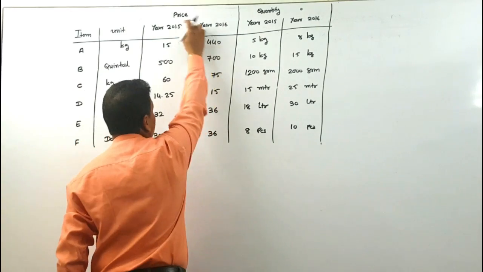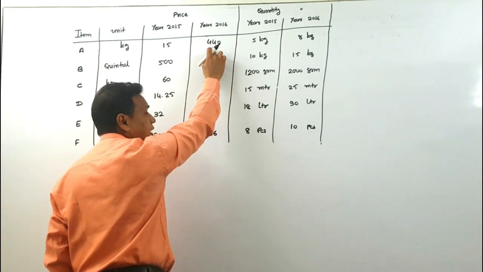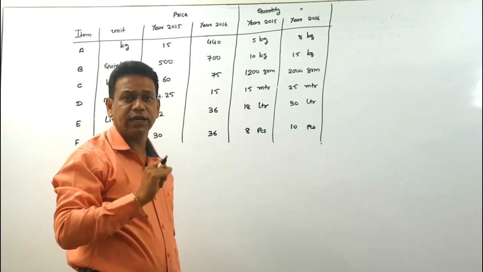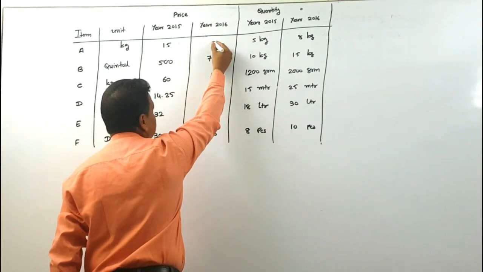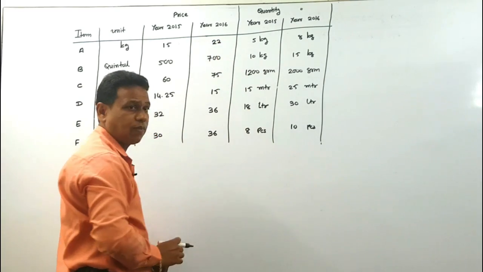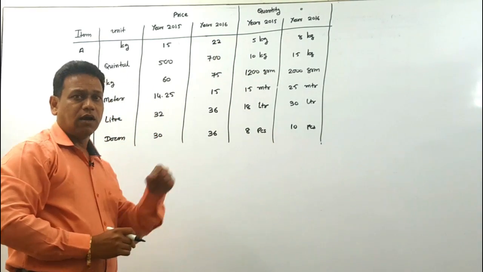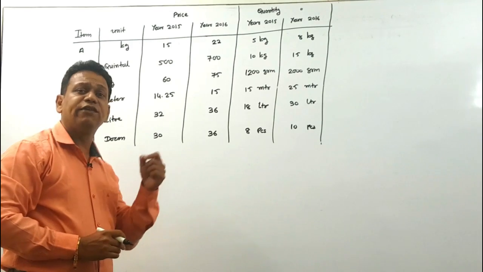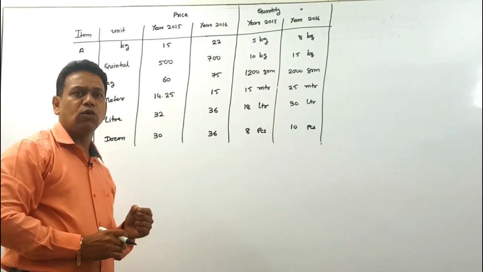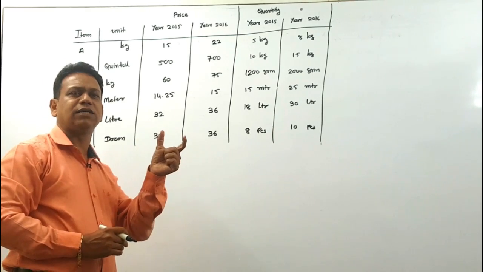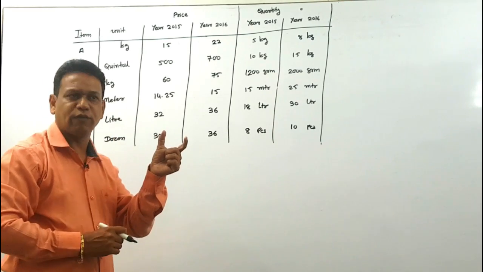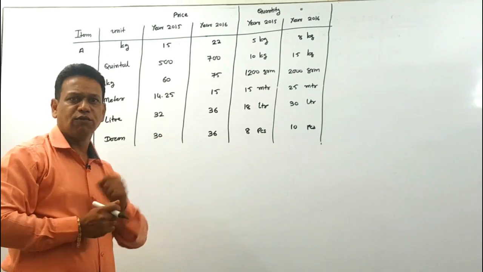Same, the price of 2016 is 440, but it is not for 1 kg, it is for 20 kg. So divide by 20, it becomes 22. So I will change the 20 kilogram price into 1 kilogram price. My dear friends, whatever prices are available, divide by 20, and we get the price of 1 kilogram.